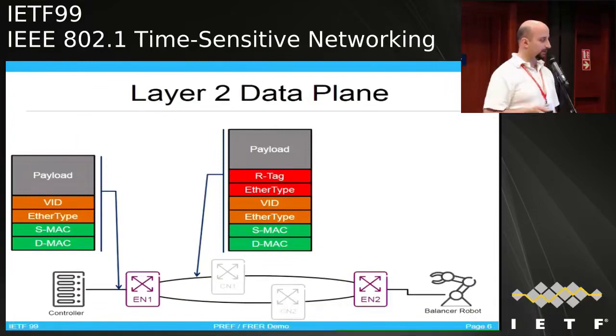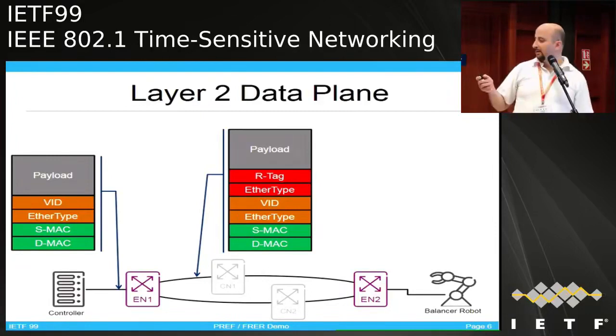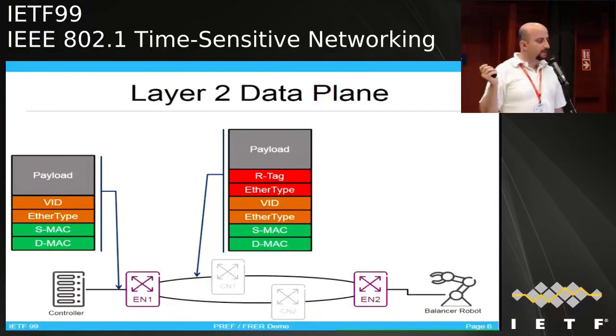When we take a look at the layer 2 data plane, the controller sends VLAN tagged traffic to the edge node, and this CB mechanism adds a so-called R-tag, which includes the sequence number for the replication and elimination.